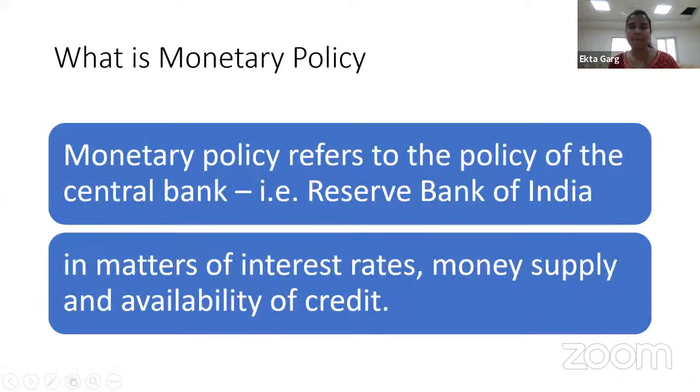Now, what is monetary policy? Monetary policy is action taken by the monetary authorities of the country, that is the central bank. For India, we have RBI, right? So the policy action taken by the central bank, RBI, for a country in matters of interest rate, money supply, and credit availability is the monetary policy, right? As you can see, monetary policy refers to the policy of the central bank, in India the Reserve Bank of India, in matters of interest rate, money supply, and availability of credit.